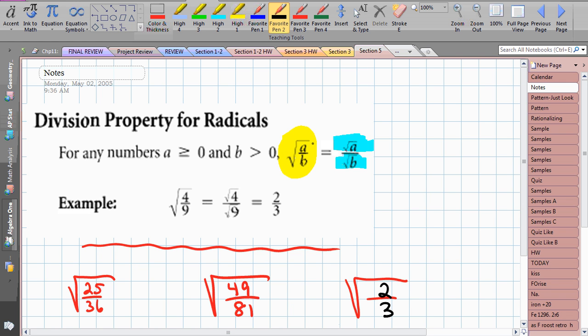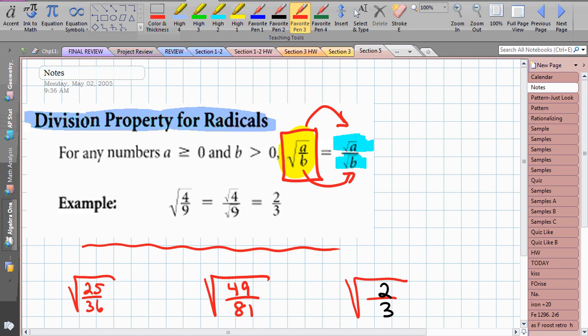Well, let's get started here. We are going to be talking about the division properties associated with radicals. And it's quite simple. When we're taking the square root of a fraction, using division, a divided by b, you're just going to break it into two parts. You're going to say, well, that's the square root of a divided by the square root of b.